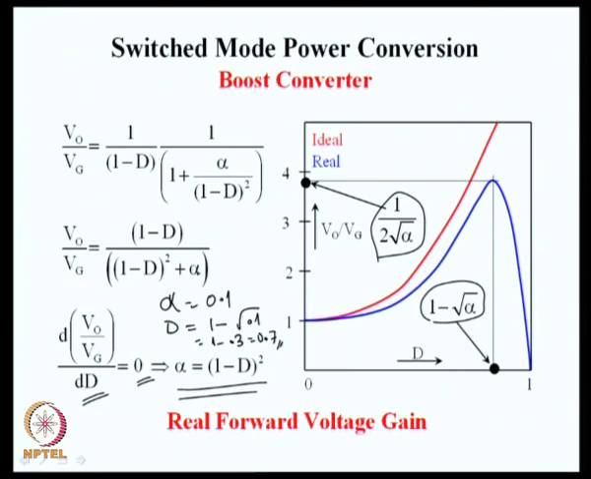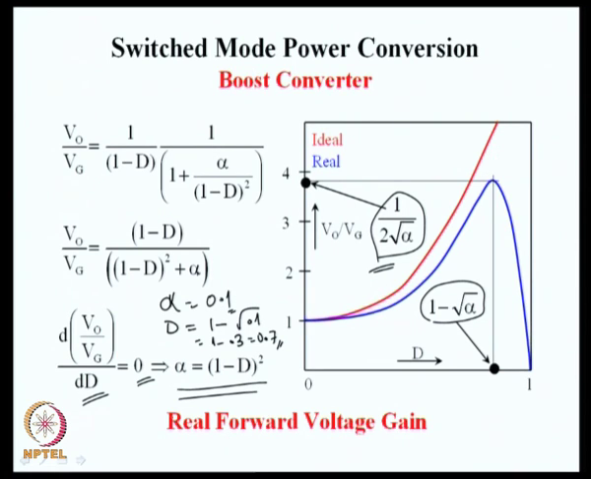So, you will find that the maximum gain occurs at d equal to 0.7. If alpha is 0.1, we know that the maximum is 1 by 2 times root of alpha. Root of alpha is 0.3, 2 times 0.3 is 0.6, 1 by 0.6 will be about 1.7 or so. The gain is quite small if alpha is this number.